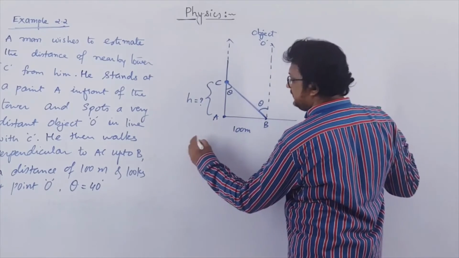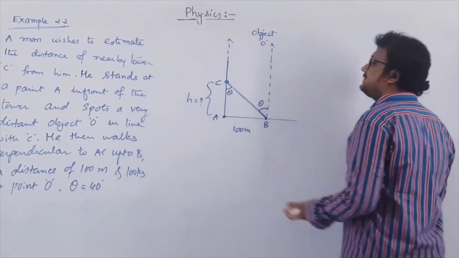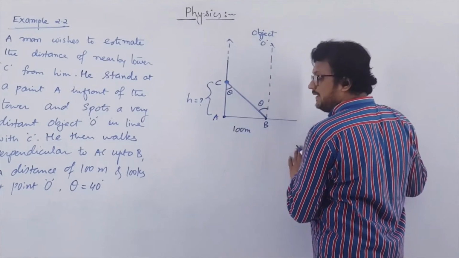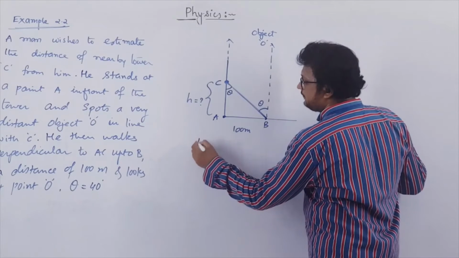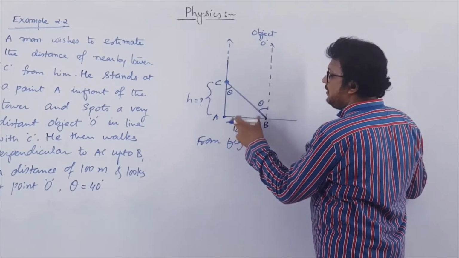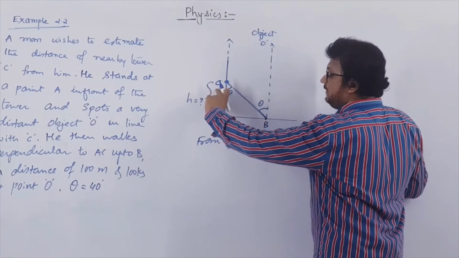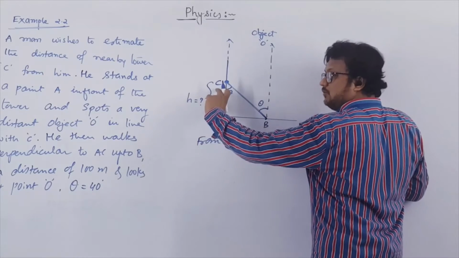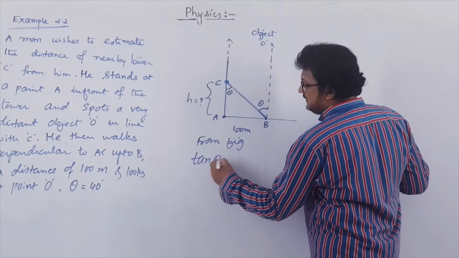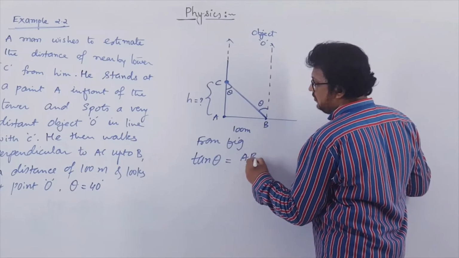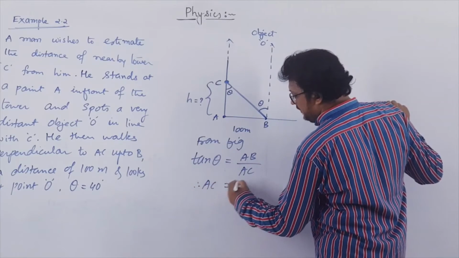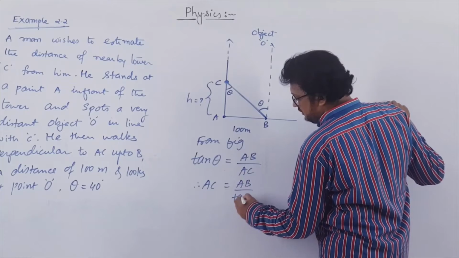So here you can see that it is a quite simple example. The question is a little bit complicated, otherwise the example is very simple. You can consider this as a right angle triangle. So from the figure, tan theta will be opposite upon adjacent. Why are we taking tan? Because the opposite we know and the adjacent we have to calculate. Hypotenuse is unknown. So from the figure, tan theta is equal to opposite AB over AC.